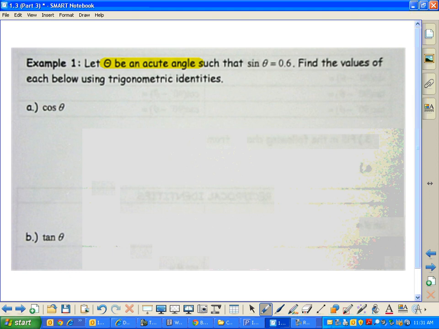You want to kind of keep an eye out for those. Now, in this case, they're telling us, let theta be an acute angle such that the sine of theta is 0.6. And we're supposed to find the values using your trigonometric identities. So I'm going to teach you this step by step. Step 1. You have to choose an identity to work with.